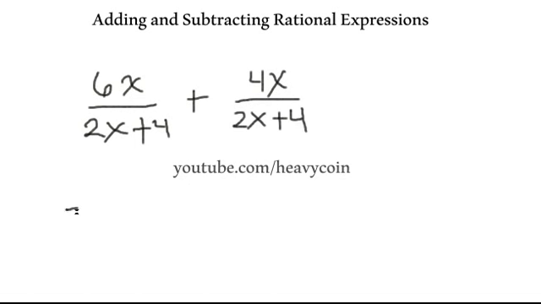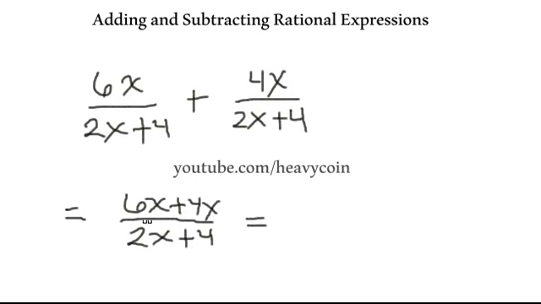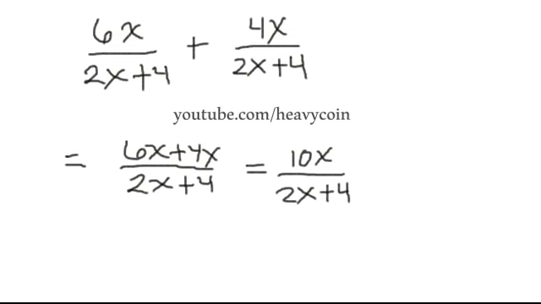I'm going to go ahead and rewrite it down here. We have a common denominator of 2x plus 4. And of course we just add the numerators. This would be 6x plus 4x. And of course we can write that as 10x over 2x plus 4. Now, we're still not finished.